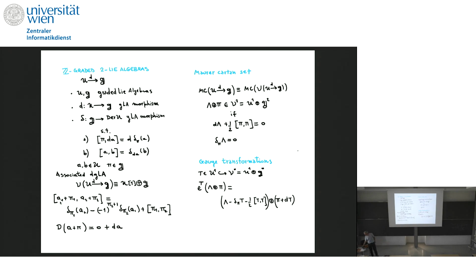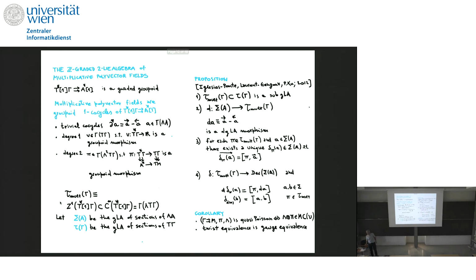Okay, so the point is how we define this Thule algebra for a Lie groupoid. And here is where the notion of multiplicative polyvector fields comes in, the one that already appeared in the definition of quasi-Poisson groupoid. So what is a multiplicative polyvector field? There are several ways to introduce them.